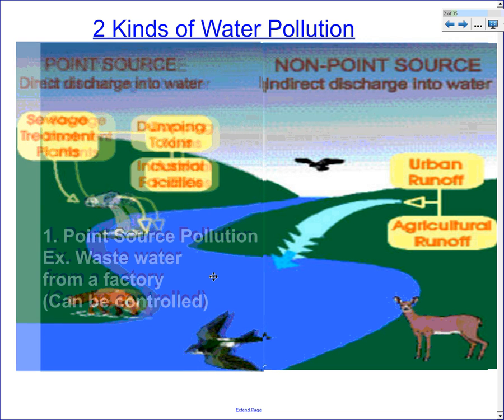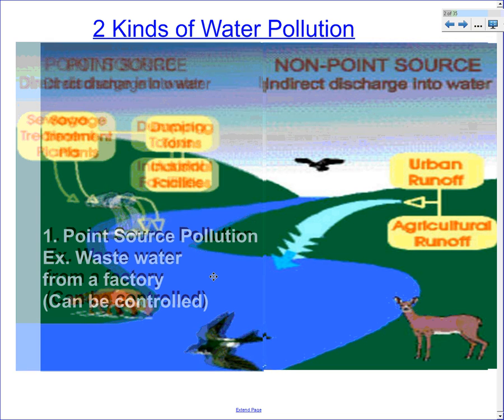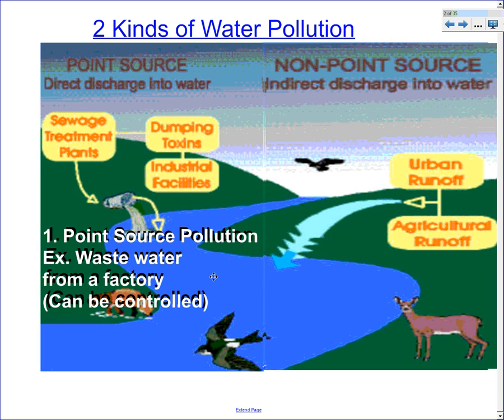These are going to be examples like wastewater from factories, and it can be controlled. Why do we say it can be controlled? Because you know where it's coming from. If you know the source of the problem, then you can fix the problem. So you can go to those sewage treatment plants, or you can go to that factory and say, hey, you have to stop dumping in this water. You can follow the trail. You can point to it.